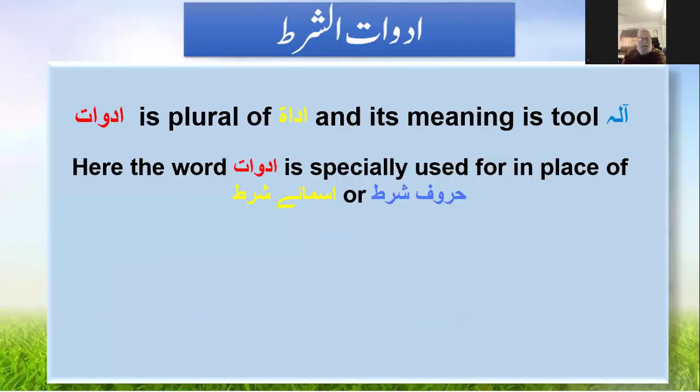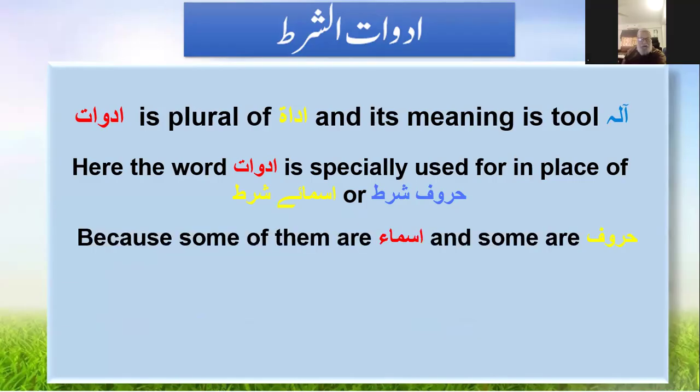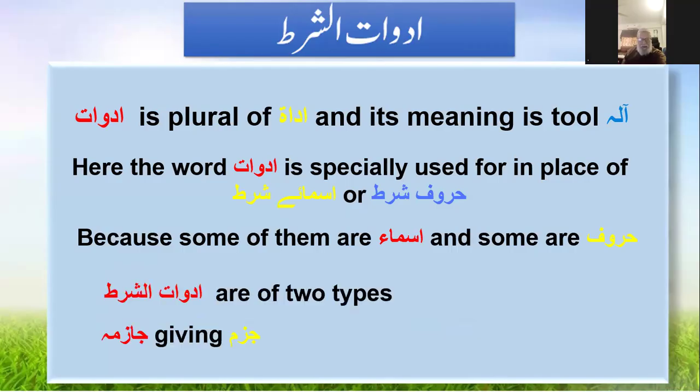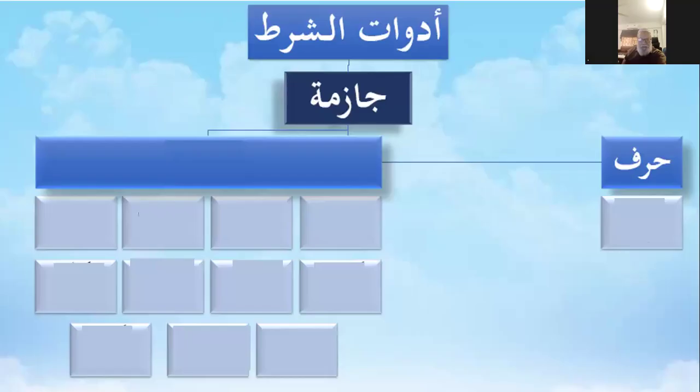Here the word adat is especially used in place of the asma'i shart or the harf, because some of them are asma and some are huruf. Adawat shart are of two types. They may be jazima, giving the jazm, or they may be ghair jazima, not giving the jazm to the coming verbs. So let's have a look at them.